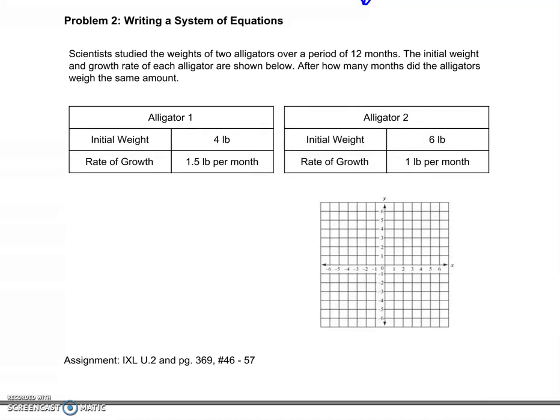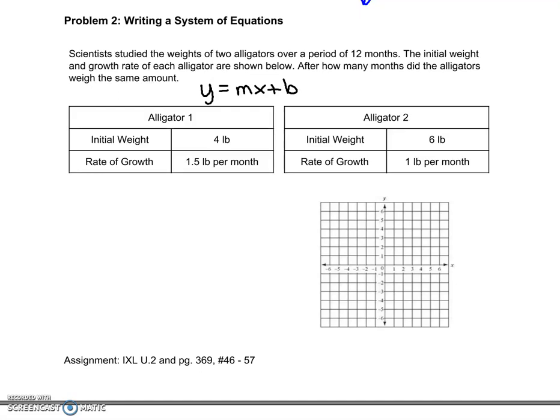When we do this, we probably want to put them in slope-intercept form. So again, remember that y is equal to mx plus b. So this first table on the left says alligator 1, the initial weight was 4 pounds. The rate of growth is 1.5 pounds per month. Alligator 2 has an initial weight of 6 pounds, and the rate of growth is 1 pound per month.